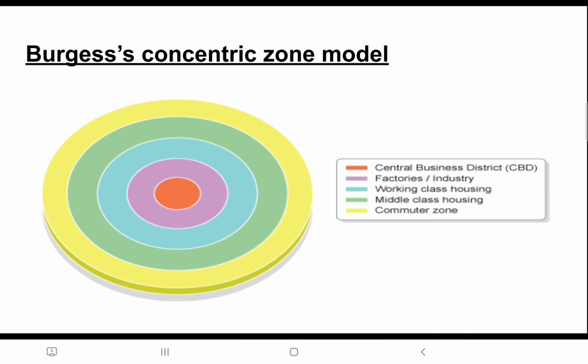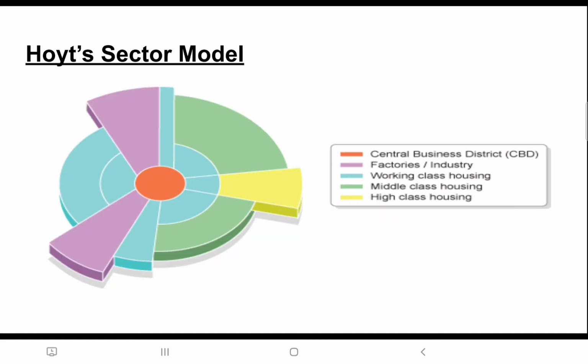We've also got Hoyt's sector model. This one was developed in 1939, and it was more based on transport routes and the idea that certain types of land use do repel other types of land use, which we've already said. So we still have the central business district right in the middle. That doesn't change. Then we've got the factories and the industry, the working class housing, the middle class housing, and the high class housing.